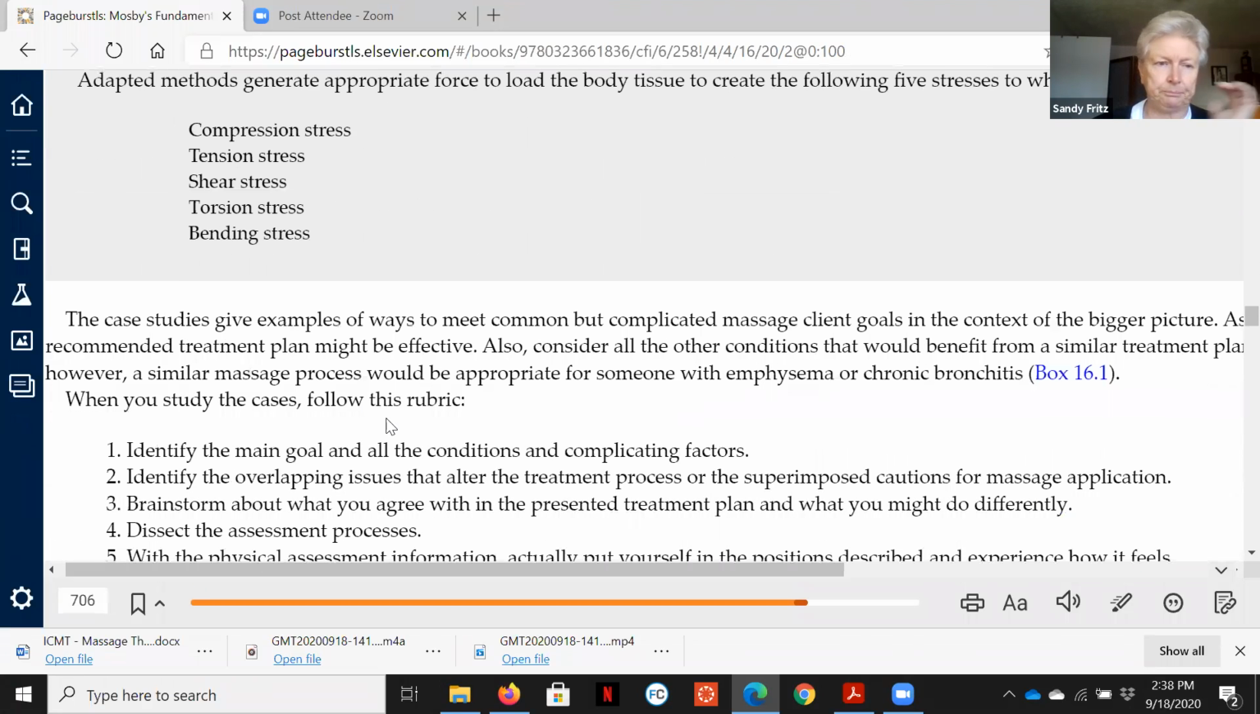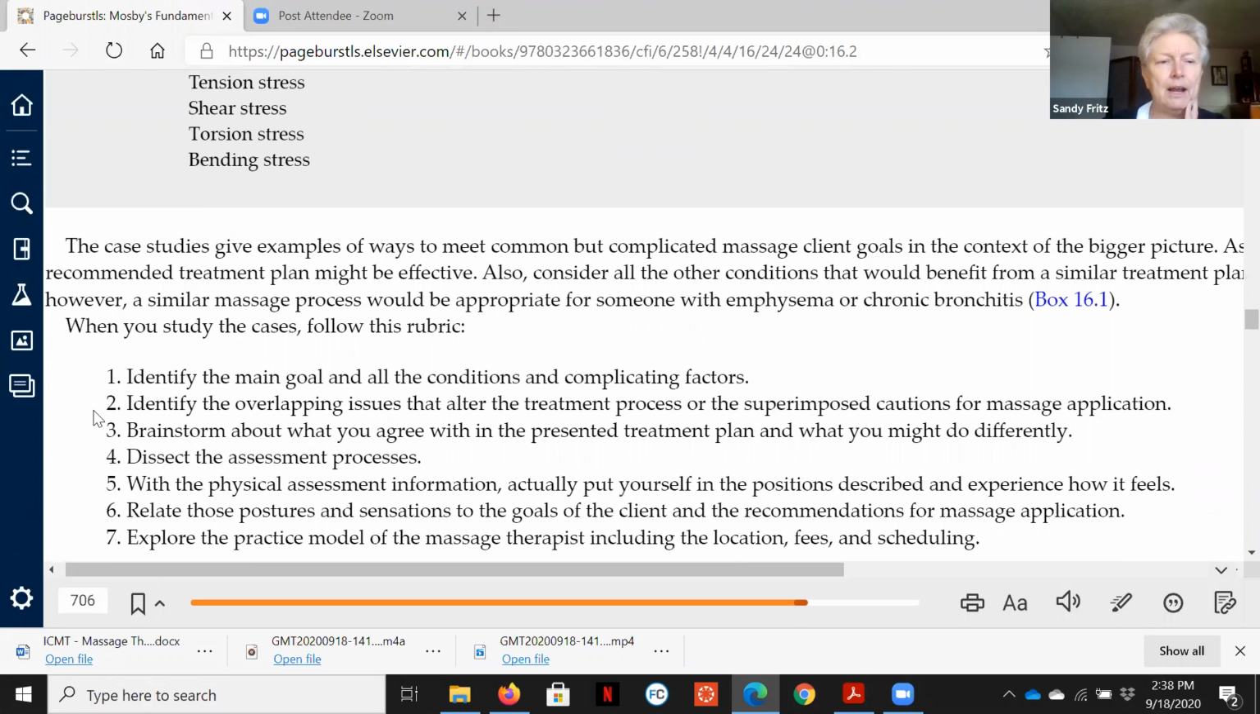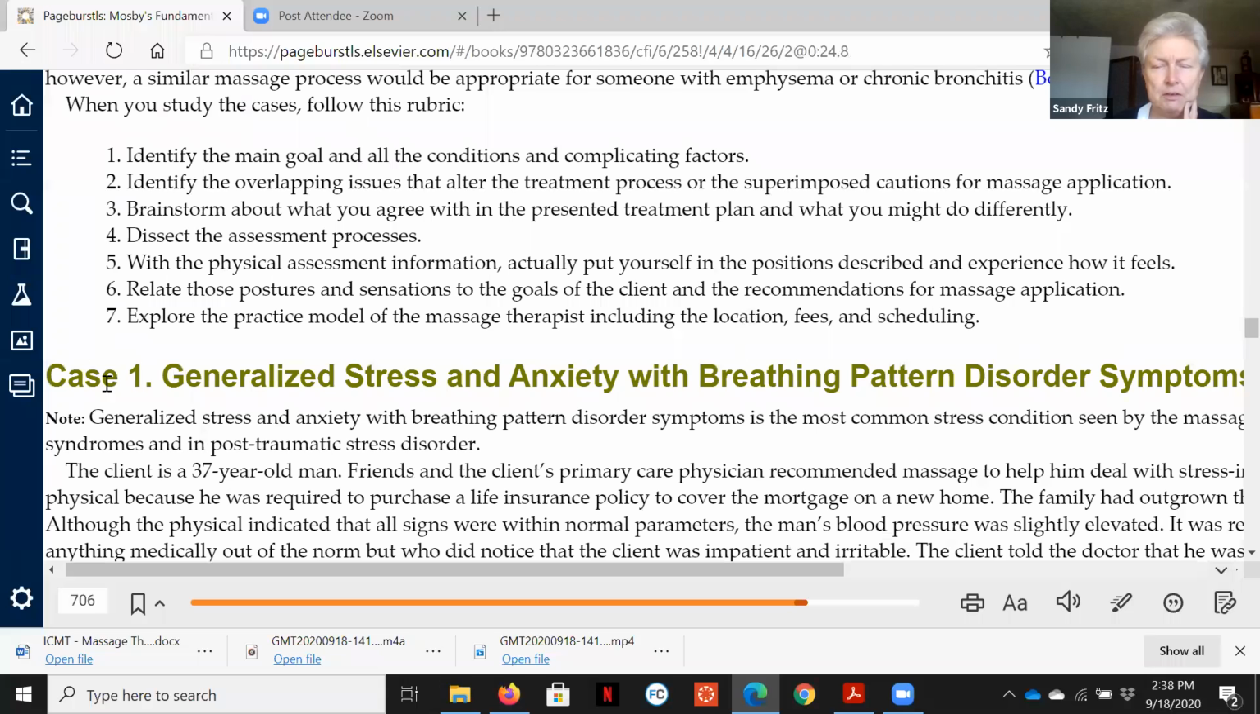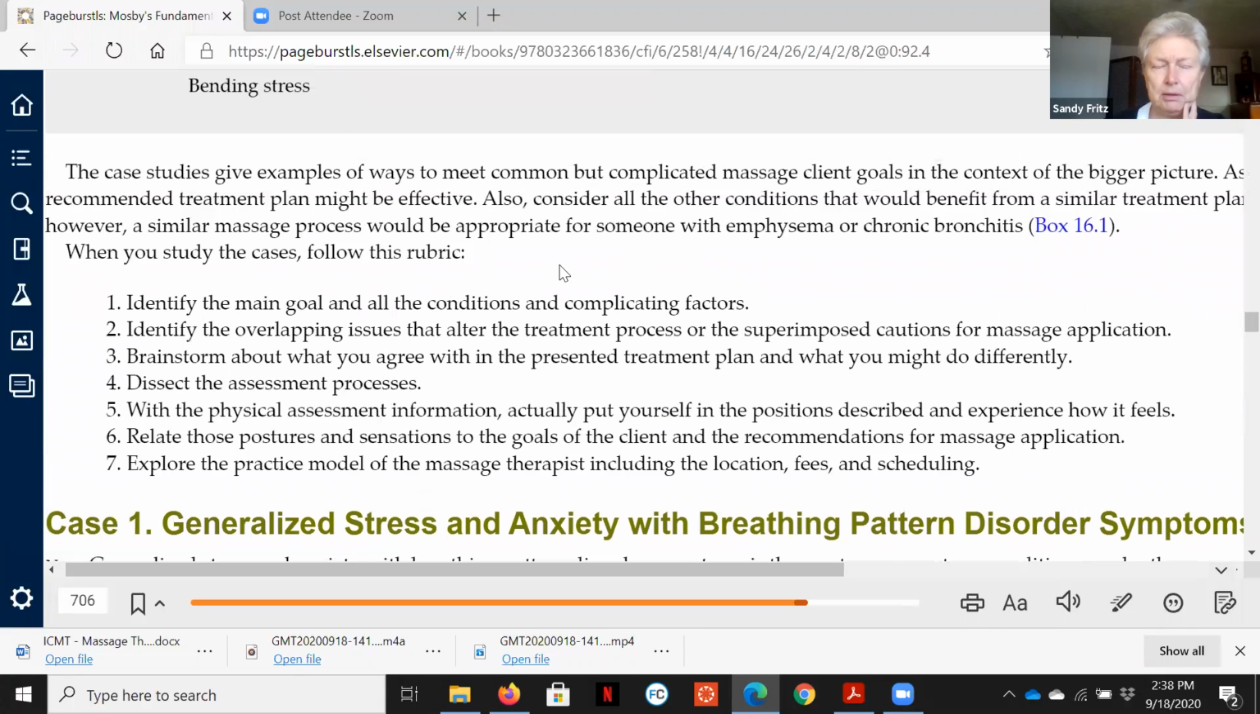All right. So follow this 7-point plan when you're thinking about each of these case studies. Identify the main goal and all the conditions and complicating factors. Identify the overlapping issues that alter the treatment process or the superimposed cautions for massage application.